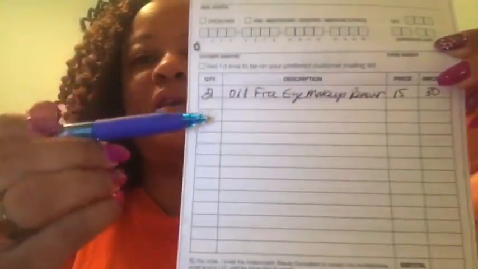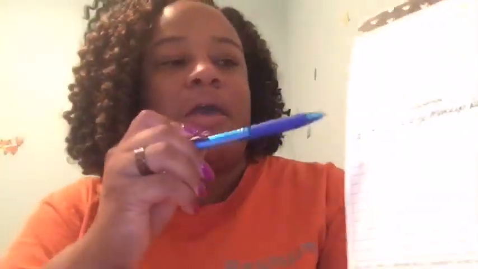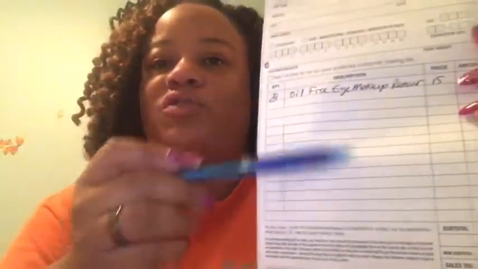That's what's most important. Okay, so I put in that they're getting 2 oil-free eye makeup removers, $15 a piece, so $30 total. And then if you've got other products, of course, you'll list them accordingly and add the numbers at the bottom. But I'm going to leave it at this. So at the very bottom, my subtotal is $30.